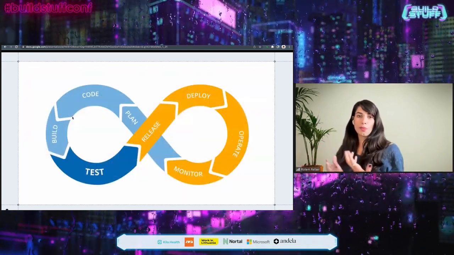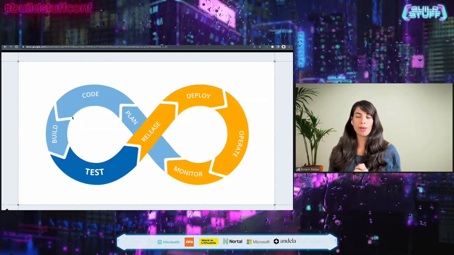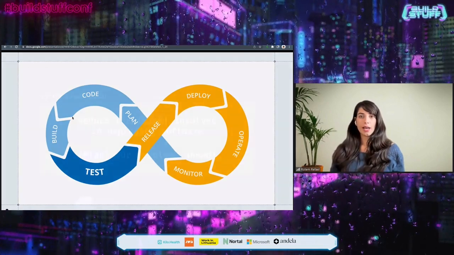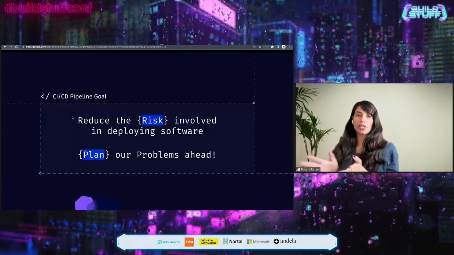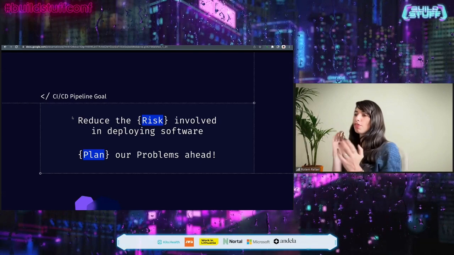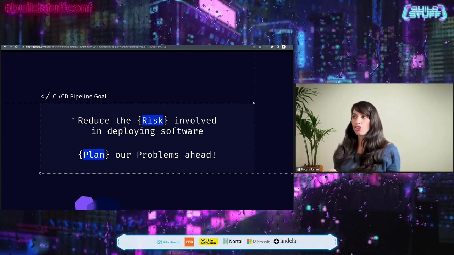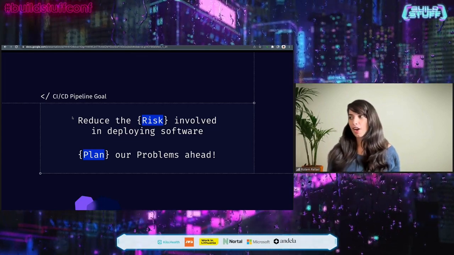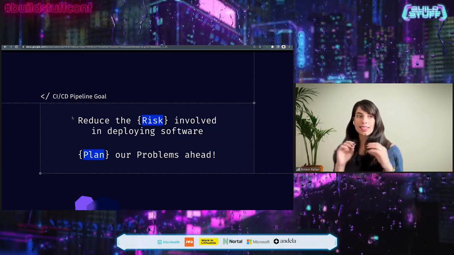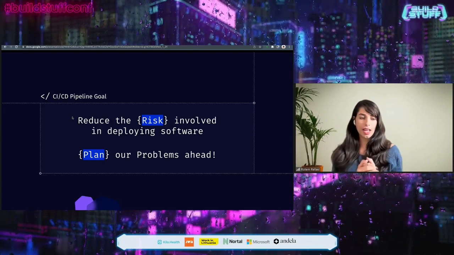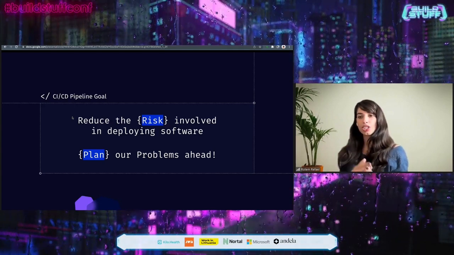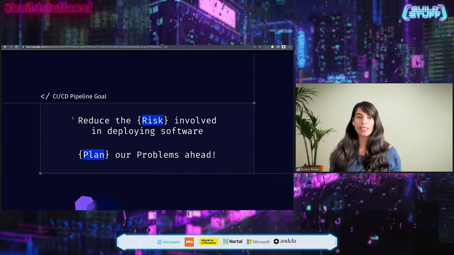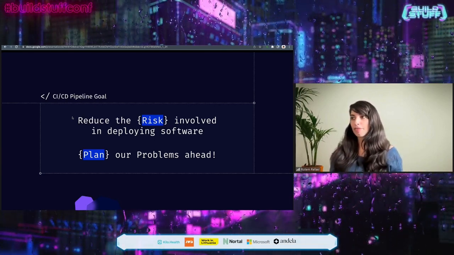We're all pretty much familiar with this diagram, but do we really know what the goal of CI/CD is? Well, I took it from resources. The main goal is how we can reduce the risk involved in deploying software, and we need to plan our problems ahead. And that's the main thing, how we are planning the problems ahead, not just in the deployment part, but also from a security perspective. And let's deep dive down.